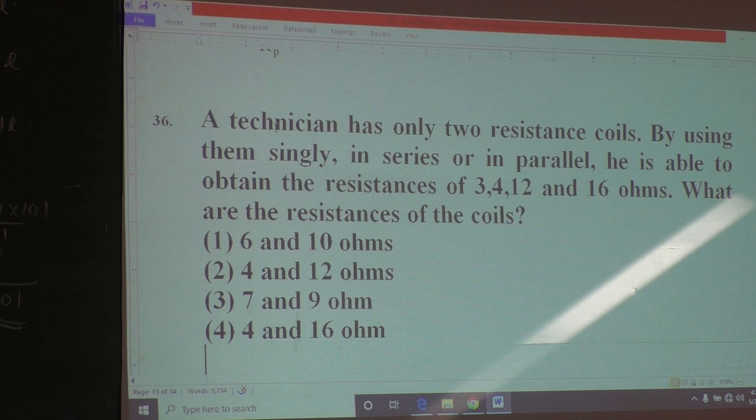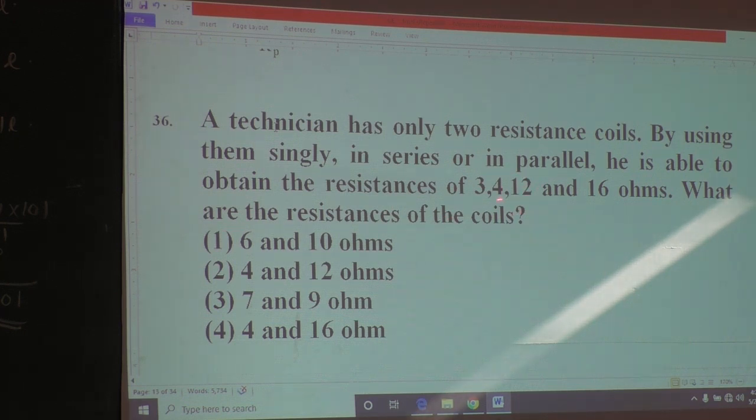In the theory, you know clearly that the parallel combination gives the least resistance. So this should be the parallel combination, 3 ohm, am I right? And the series combination gives the most resistance. So this should be the series. So when they are connected in series, this should be the answer. When they are connected in parallel, this should be the answer. Then what are the resistors? 4 and 12. This must be the answer. What are the resistances? You need not calculate it at all.